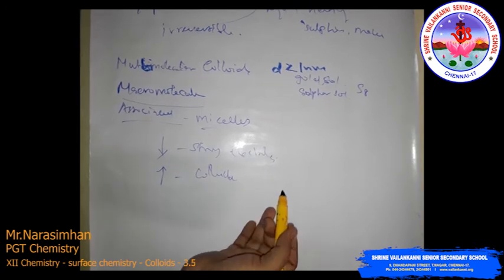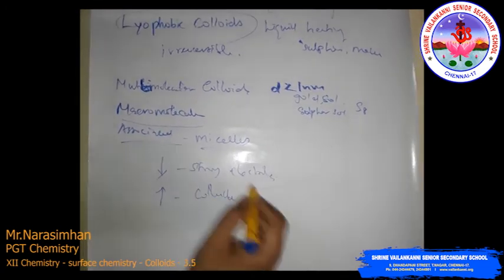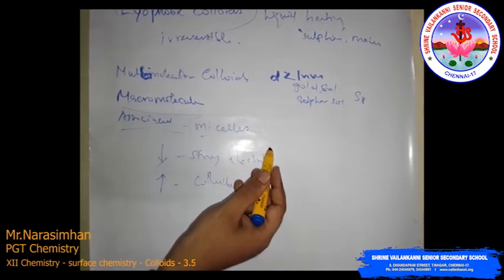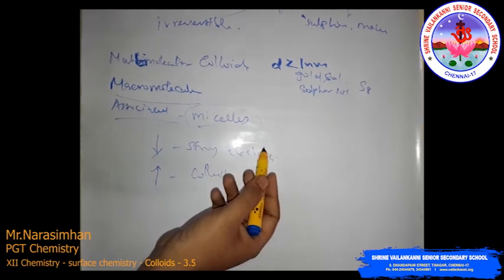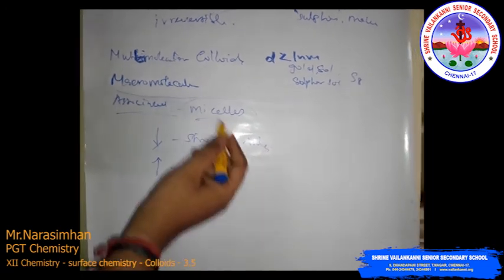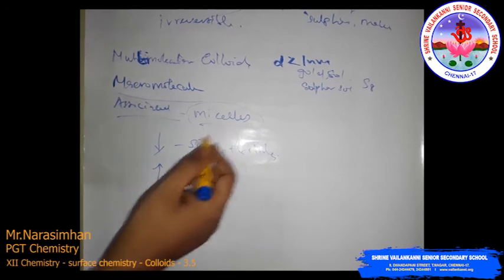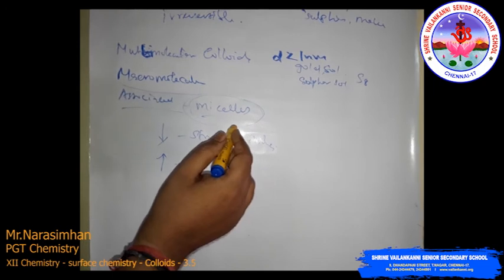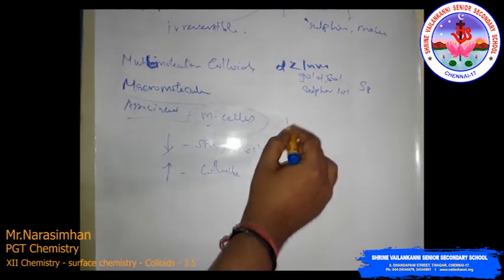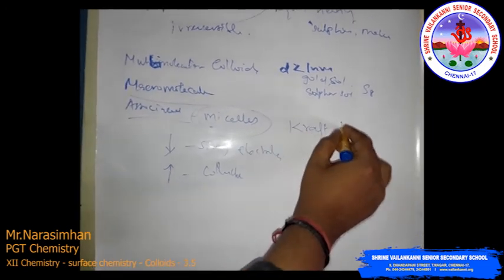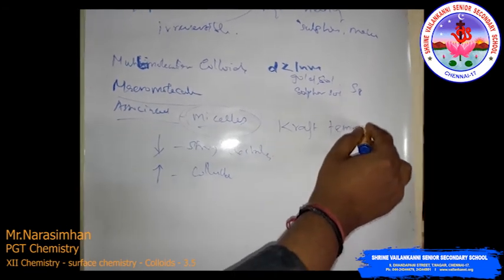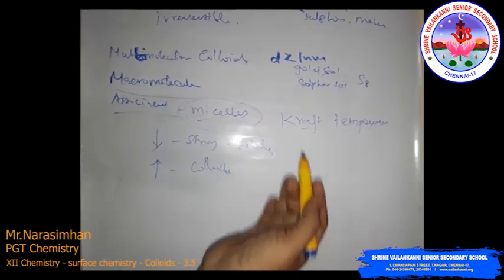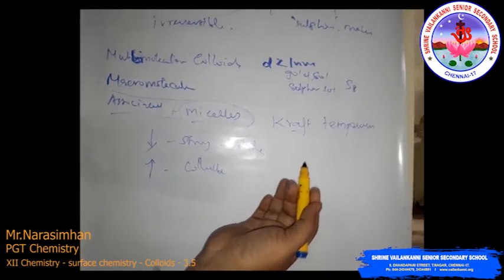The aggregated particles that are formed are called micelles. So these are also called associated colloids. The formation of micelles takes place only above a particular temperature. This temperature is called the Kraft temperature, which you can denote TK.